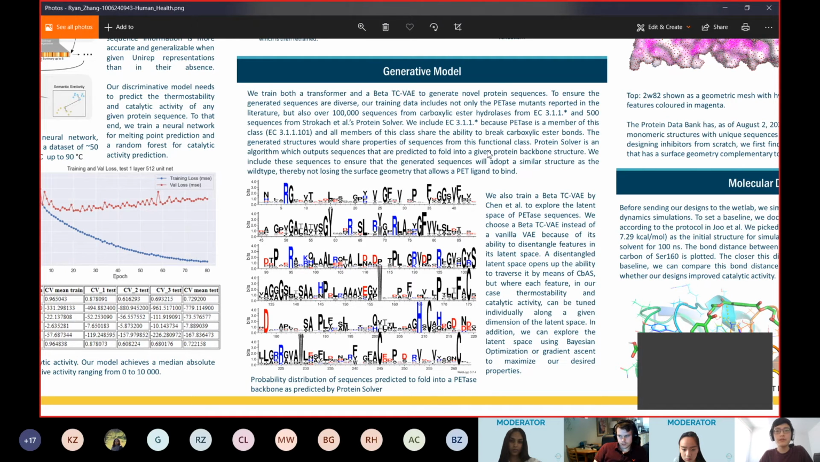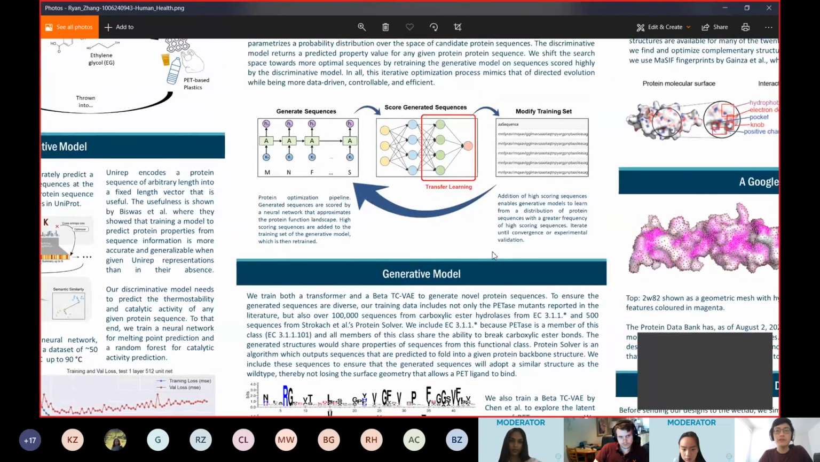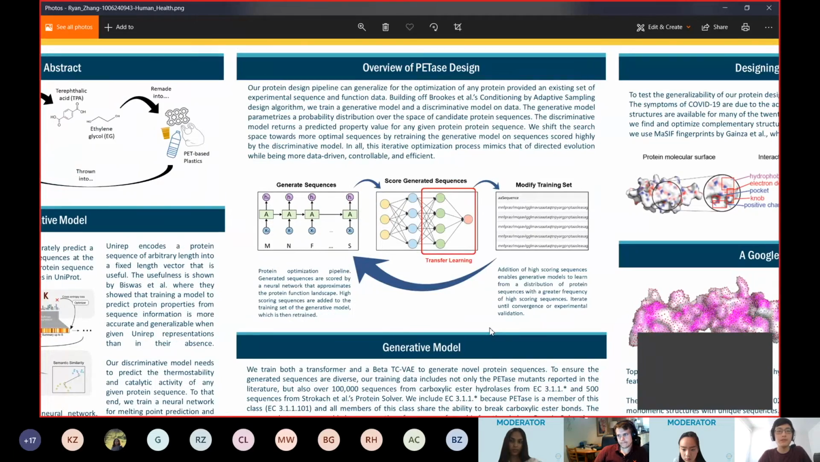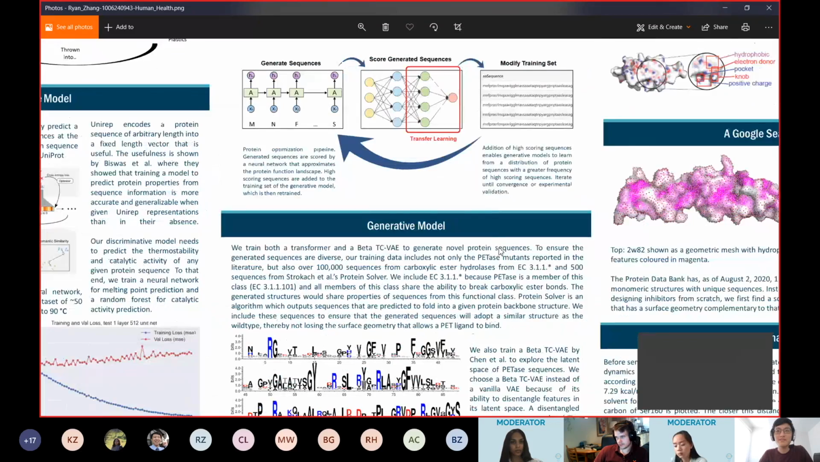So the generative model by itself doesn't actually do any of that. But combined with CbAS, the conditioning by adaptive sampling design, it basically modifies our training set. So it implicitly shifts the underlying prior distribution of the generative model, right? Yeah. Because we have newer, better, in quotation marks, proteins. And then that shifts it towards, hopefully, better design and better performance. Yeah. I see. That's awesome. Thanks.